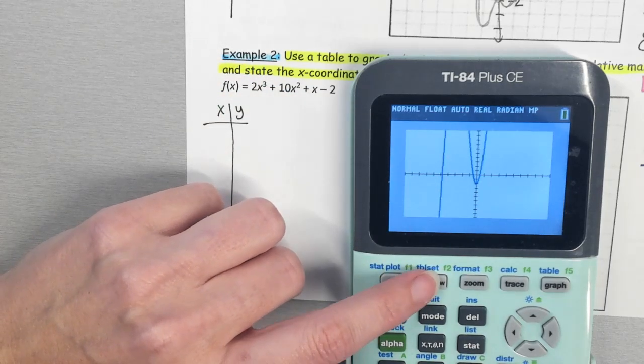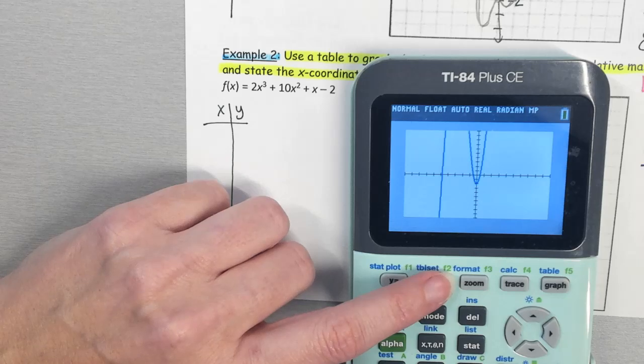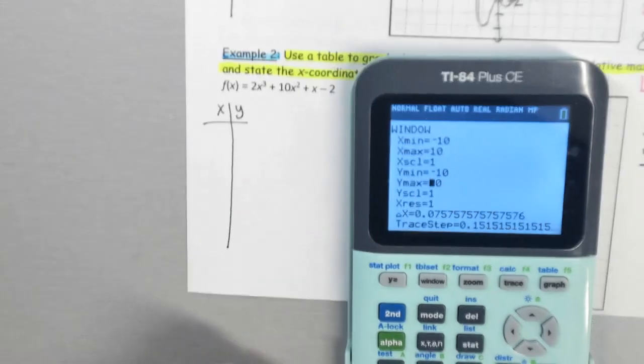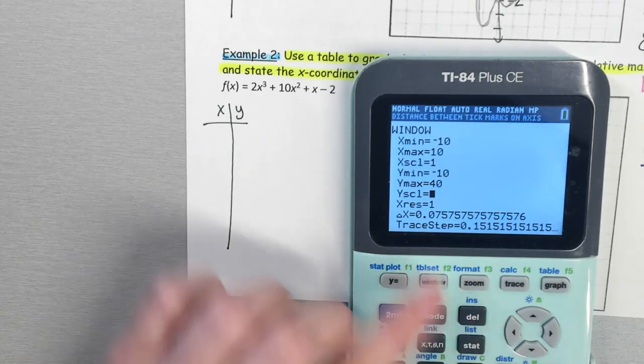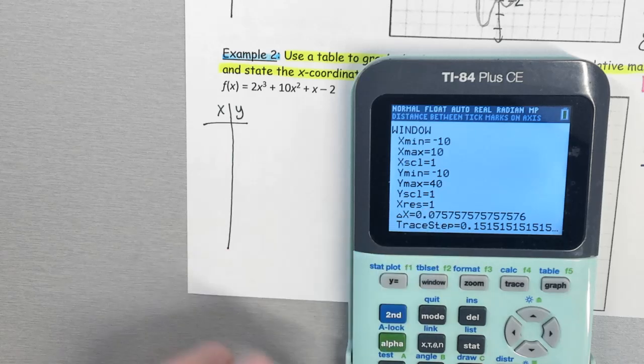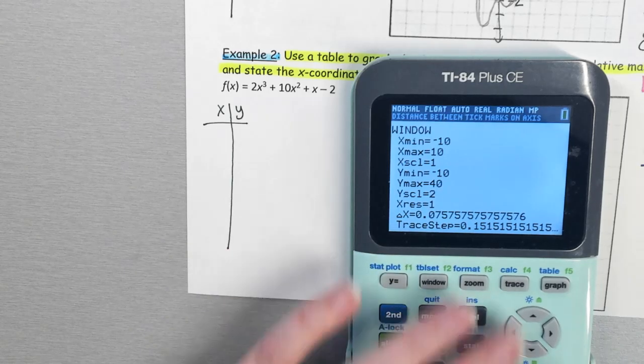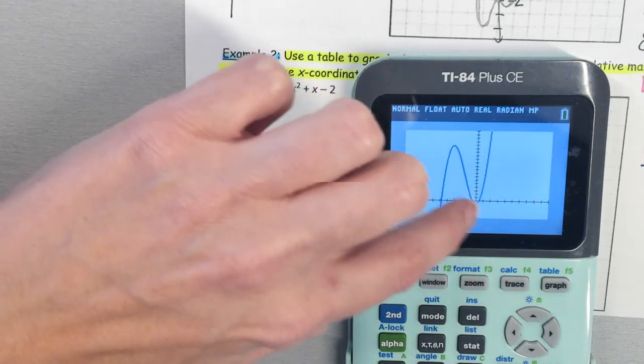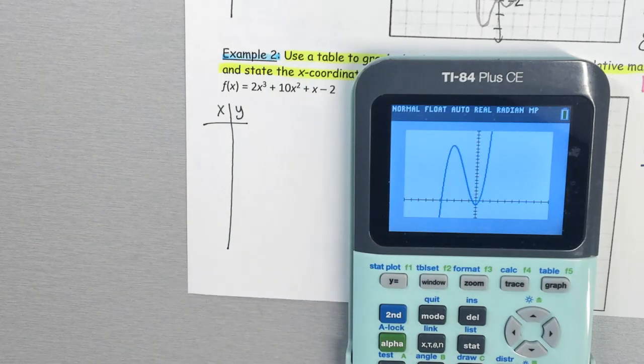Okay, and what part of the window am I going to adjust? The x's or the y's? The y's, I have to adjust the y max. And then we can just bring it up to 40. If you want to change the scale, you can. You could go by like 2's. If you don't change the scale, you'll see like all the tick marks are really close to each other. Okay, and that's a good window. So now I can see that full graph there.